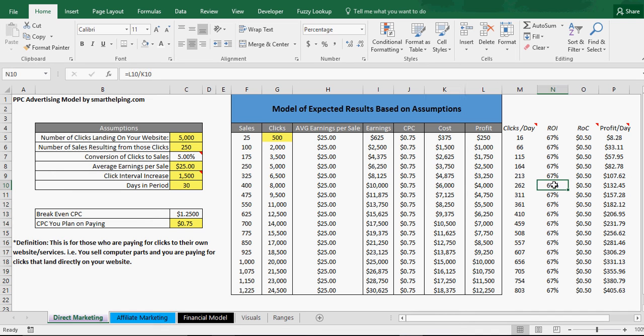Obviously, 100% return on investment would mean you doubled your money, and your profit would be as much as you spent, which means you paid 6,000, this number would be 12,000, and your profit would be 6,000.